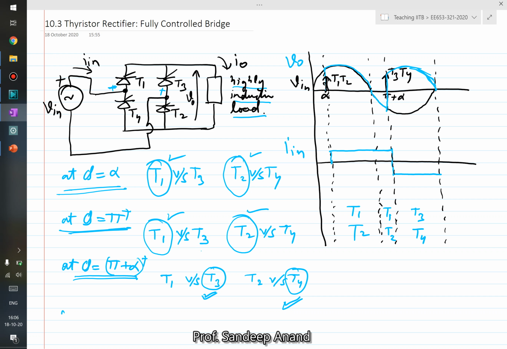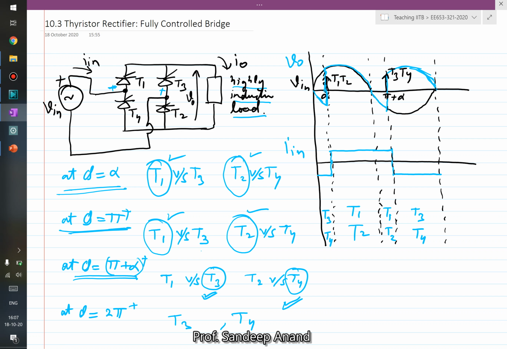Now you can analyze what happens at theta equal to 2 pi. At theta equal to 2 pi plus, again you can analyze, and by doing the same analysis you would realize that T3 and T4 will continue to conduct, and therefore in this initial period also T3 and T4 conduct, and the current is negative, and the voltage is also negative. So this is how the output voltage waveform looks, and this is the corresponding input current.